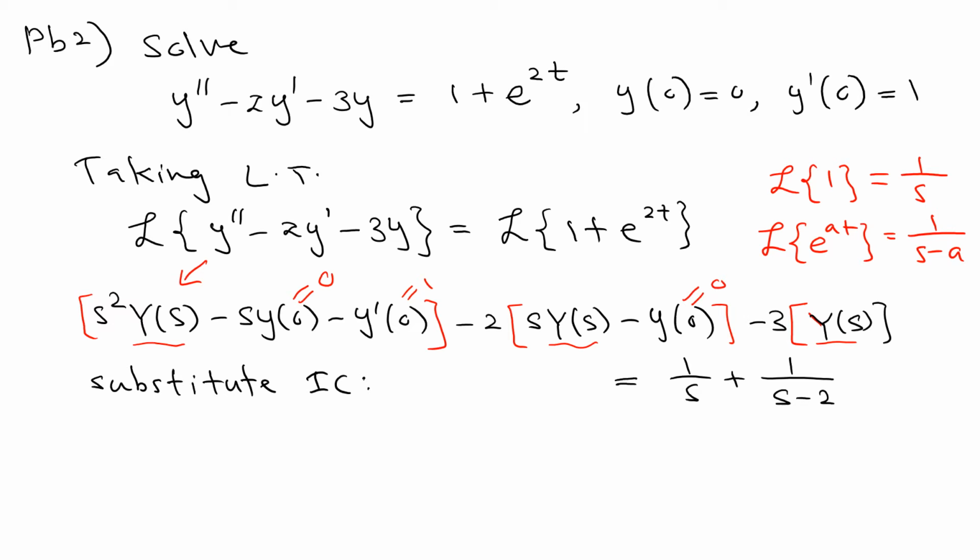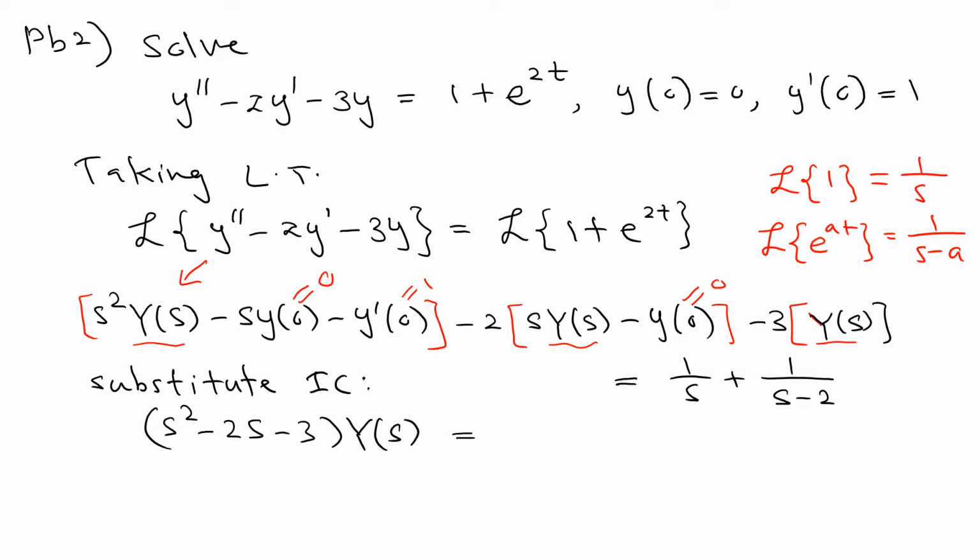So after substituting and collecting the terms, you can write it like this. It is s squared from the first term, minus 2s from the second term, minus 3 from the third term, and the Ys is common. And then we're going to move all the other terms to the other side. Everything else you move to the other side.